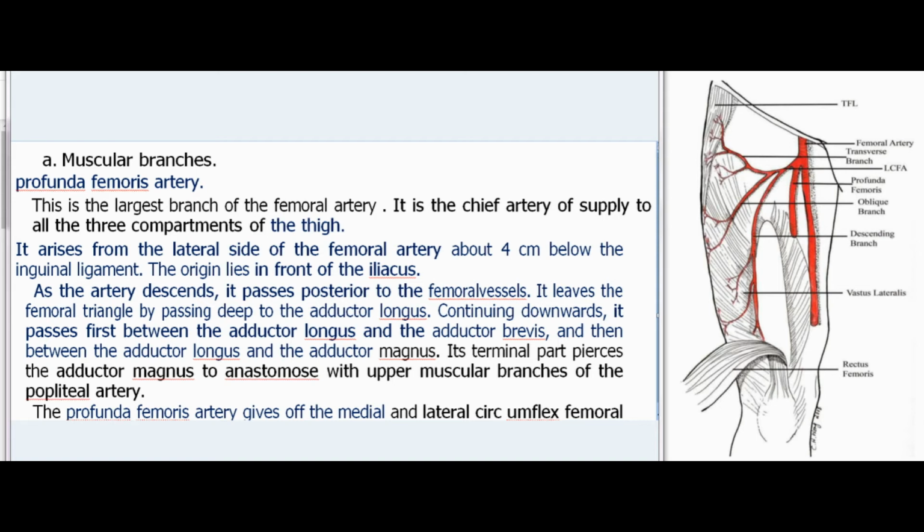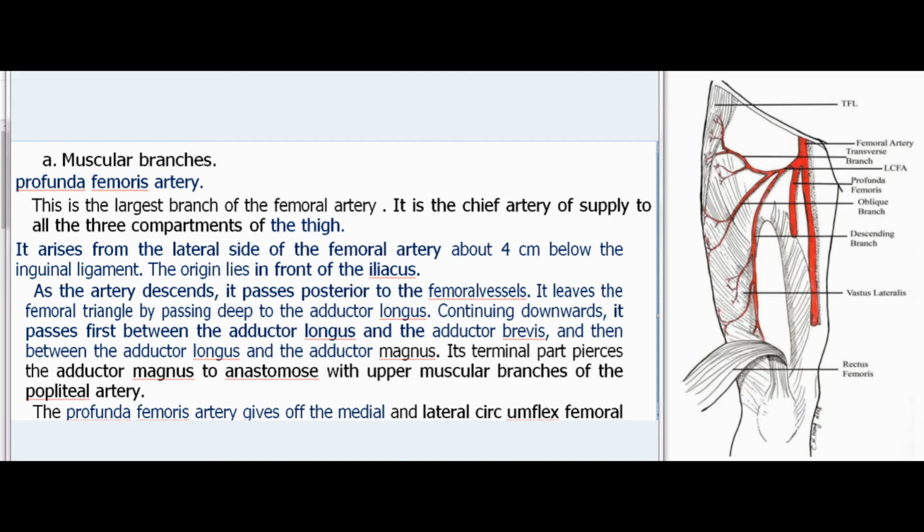It arises from the lateral side of the femoral artery about 4 cm below the inguinal ligament. The origin lies in front of the iliacus. As the artery descends, it passes posterior to the femoral vessels. It leaves the femoral triangle by passing deep to the adductor longus. Continuing downwards, it passes first between the adductor longus and the adductor brevis, and then between the adductor longus and the adductor magnus. Its terminal part pierces the adductor magnus to anastomose with upper muscular branches of the popliteal artery.